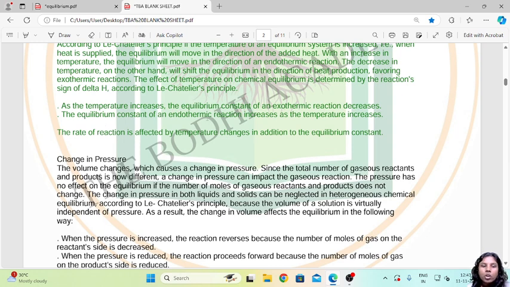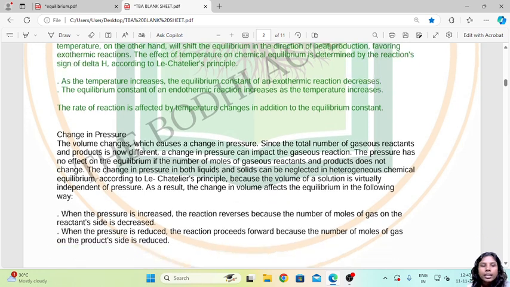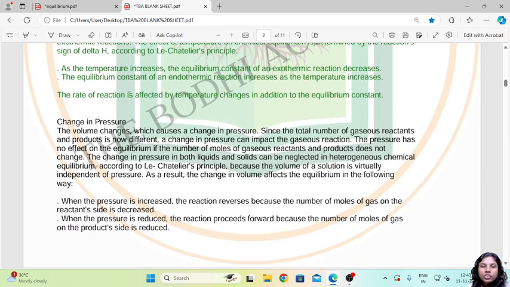If the equilibrium constant of an endothermic reaction increases, then the temperature will also increase. So the rate of the reaction is affected by the temperature changes in addition to the equilibrium constant. Along with the equilibrium constant, the change in temperature directly affects the equilibrium constant. So you can see a major change in both cases.